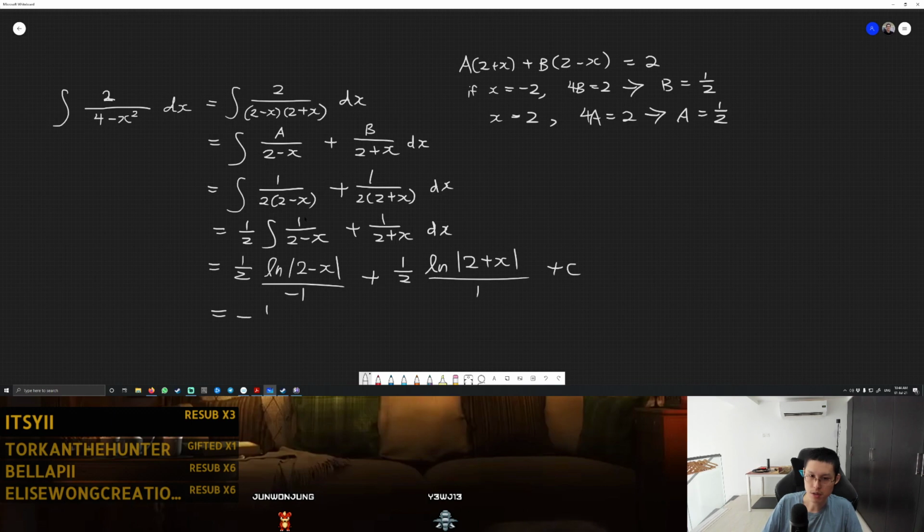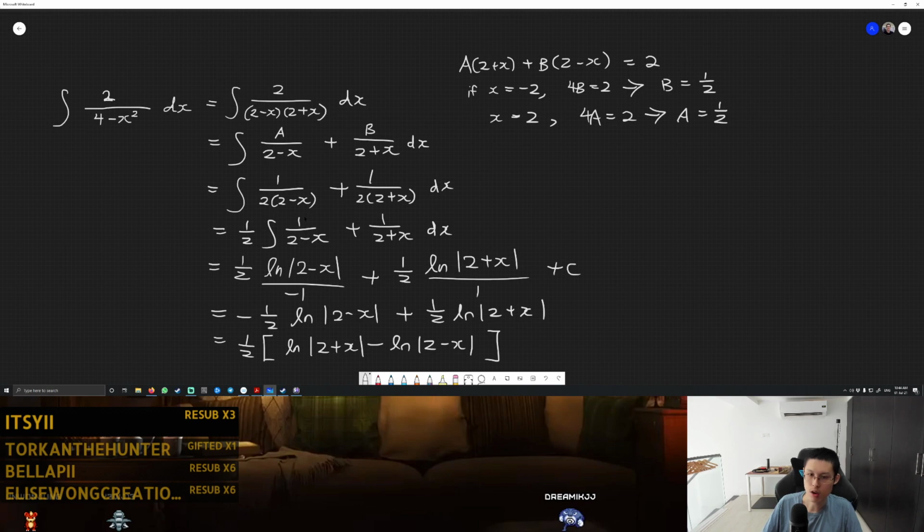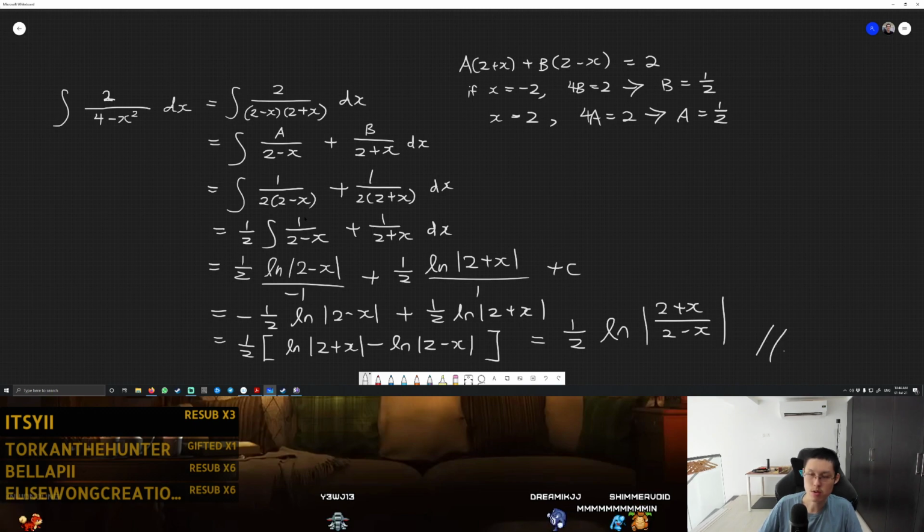So simplifying this, we get -1 over 2 ln 2 minus x plus 1 over 2 ln 2 plus x. And then we can take the half out, which means we are left with ln 2 plus x minus ln 2 minus x. And because this is a ln and we are subtracting, we can use the rules of logarithms to combine them together, and then we get 2 plus x over 2 minus x. And that's your final answer.